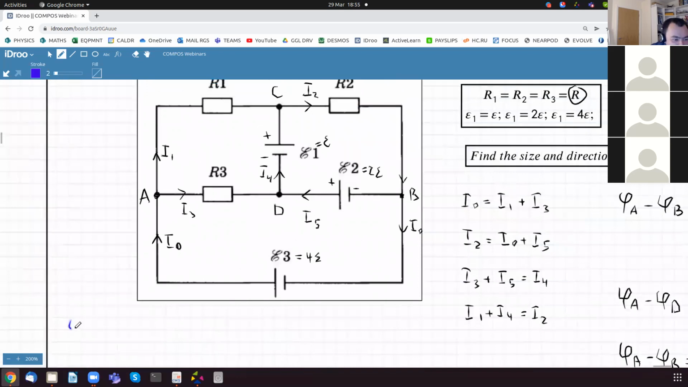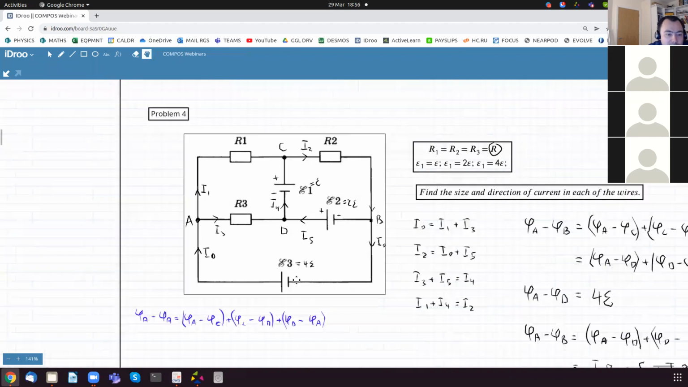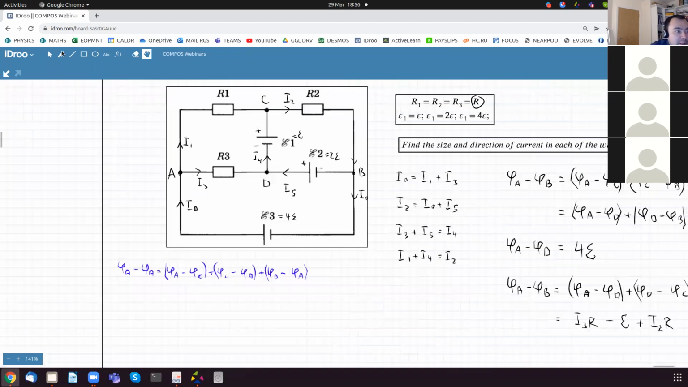So phi A minus phi A equals phi A minus phi C plus phi C minus potential at D plus potential at D minus potential at A. So we're doing this, this, okay. And phi A minus phi C.